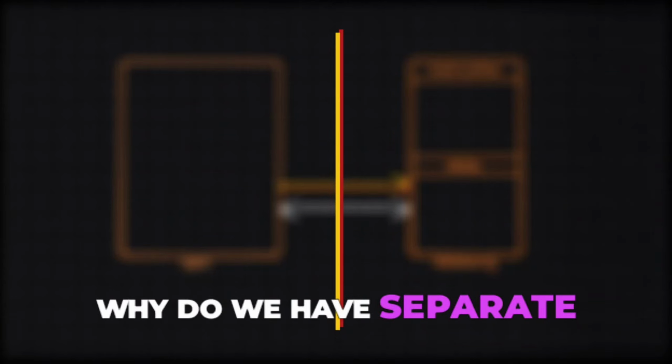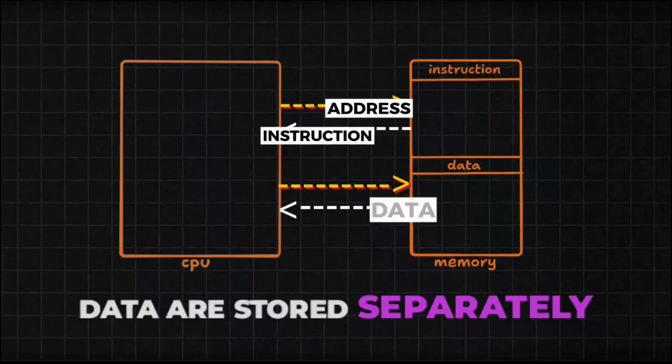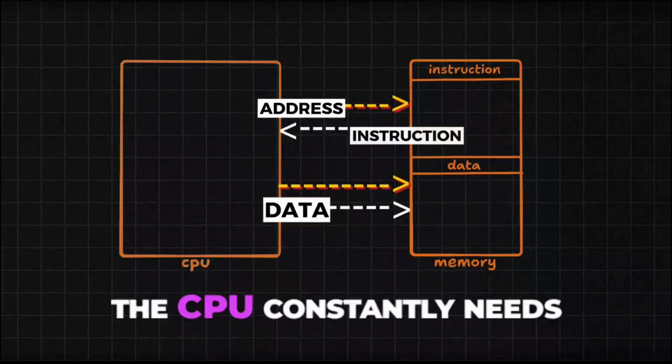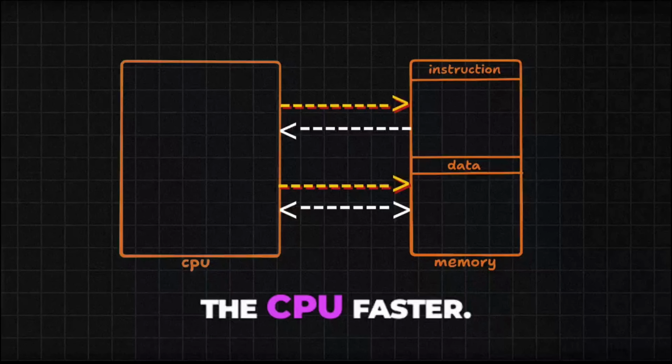Why do we have separate instruction and data buses? Because instructions and data are stored separately and fetched at different times. The CPU constantly needs instructions, so separating them makes the CPU faster.